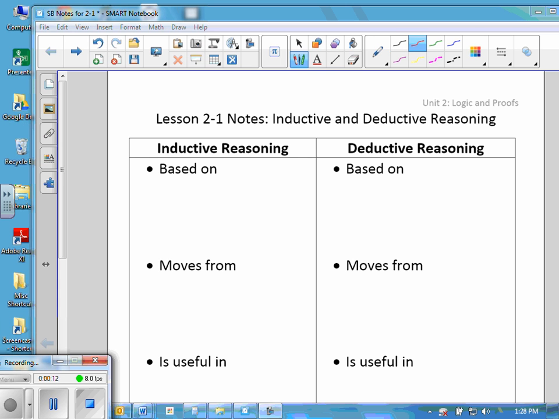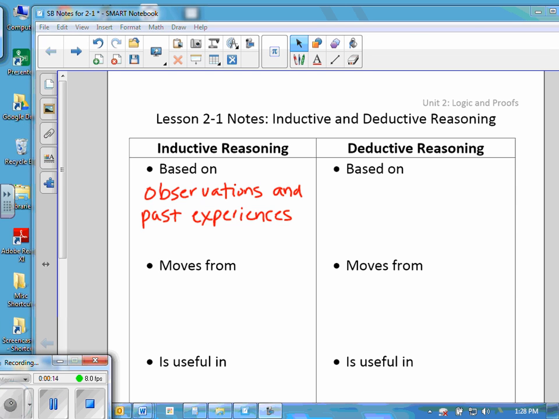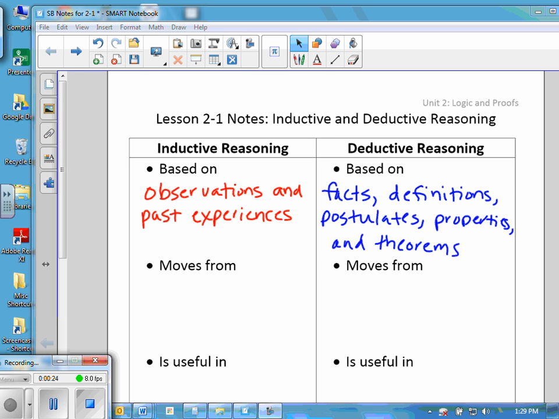Inductive reasoning is based on observations and past experiences, while deductive reasoning is based on facts, definitions, postulates, properties, and theorems. This is probably the best way to distinguish whether you're dealing with inductive or deductive reasoning, whether you're basing this on things that you've observed or facts, things that you know to be true.